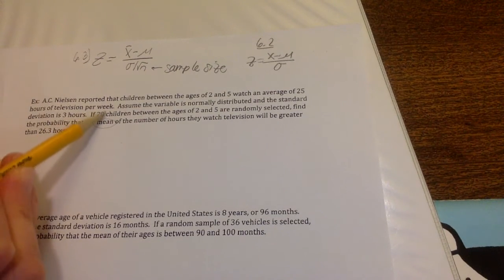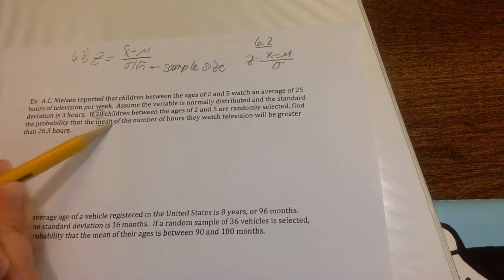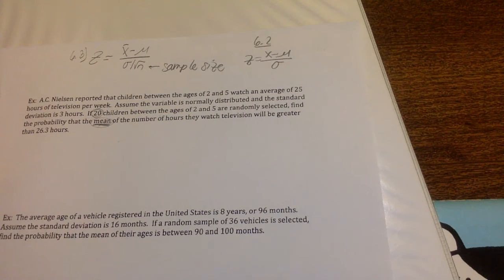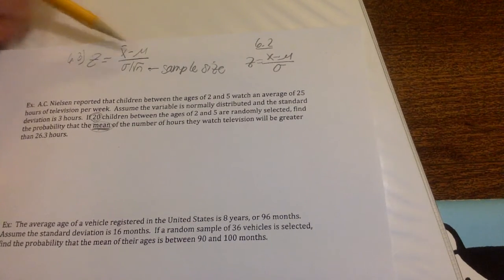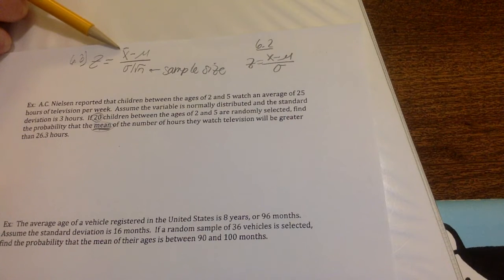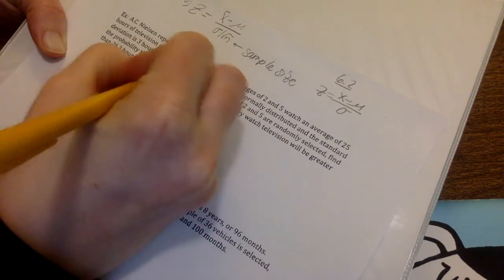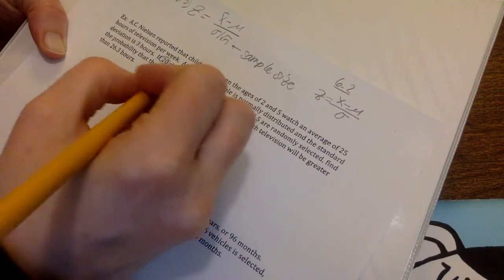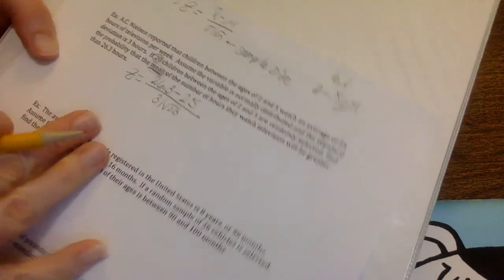It's asking 20 children, and all the rest of them, it didn't give us a sample size. 20 children, we want to know the probability that their mean is something special. Okay, in this problem, it's going to be greater than 26.3. So most people say, how do I know which number goes where? X bar is just like the X. It's the number they're asking you to check on, which is the 26.3. So we're going to have Z equals 26.3 minus the average they give us, which is 25, over your standard deviation, which is 3, over the square root of 20.